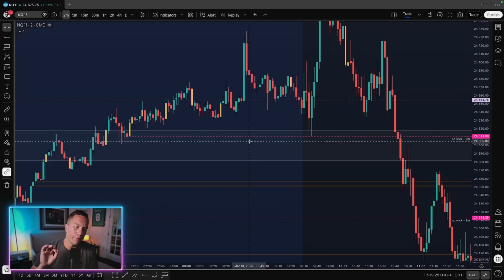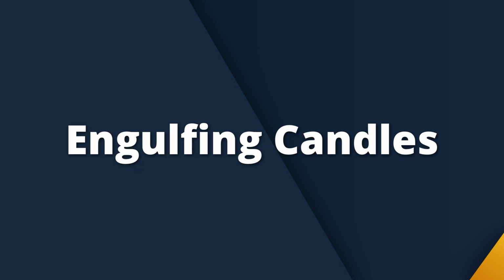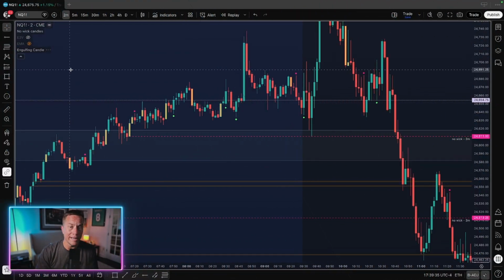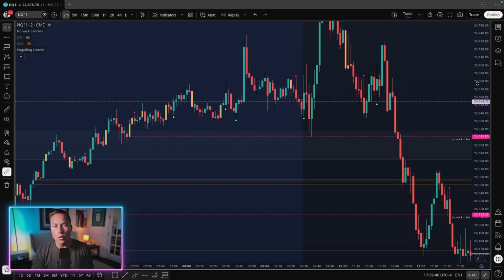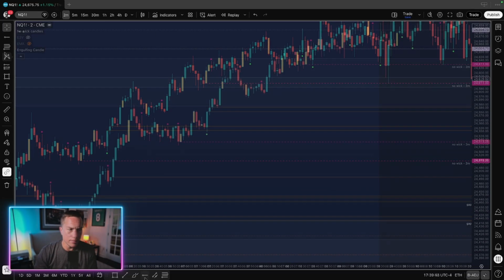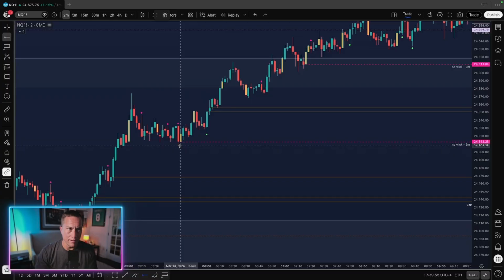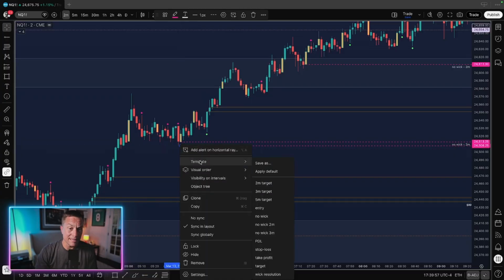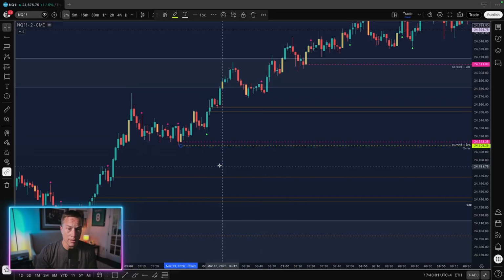The fourth reason is what are called engulfing candles. Now, engulfing candles are when a current candle actually goes above and below the previous candle. So it really engulfs that candle. And what that means is that we do need to go back and fill those areas. Right here is an engulfing. Now this is on the 2 minute, right? So we can just put a 2 minute target here. This is a 2 minute engulfing candle.